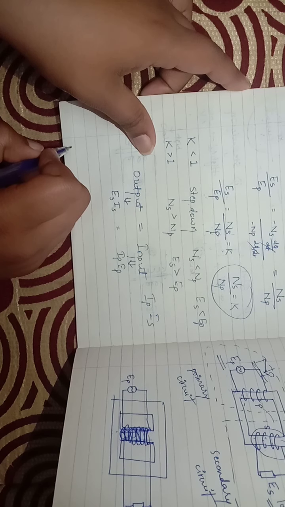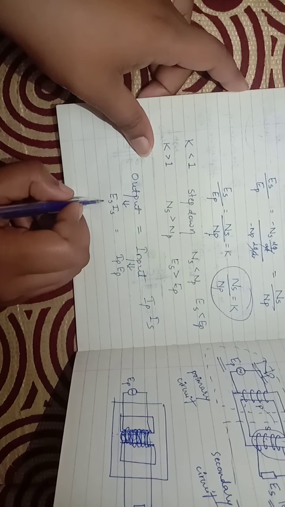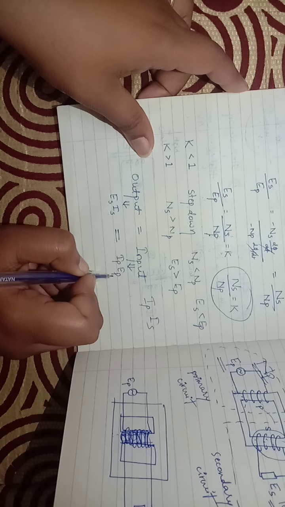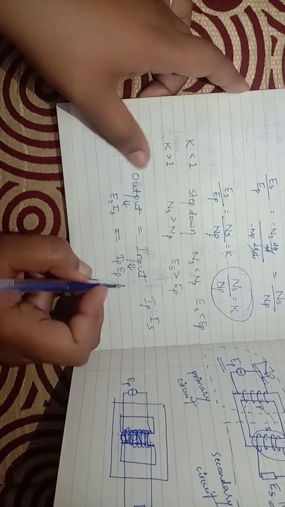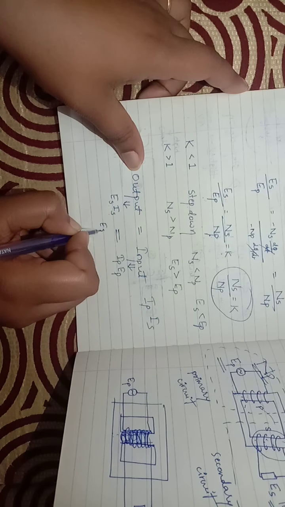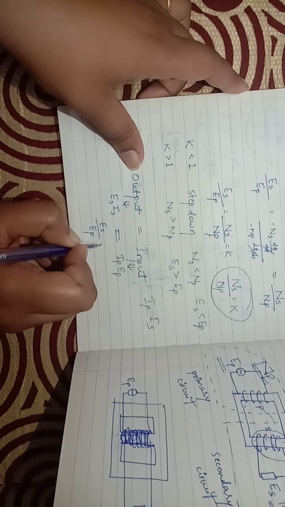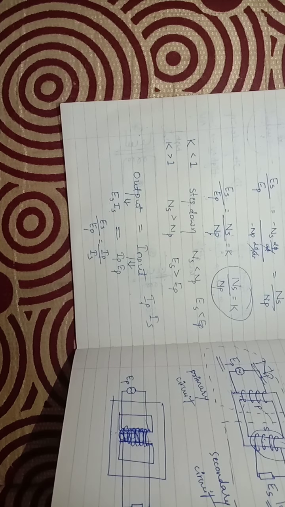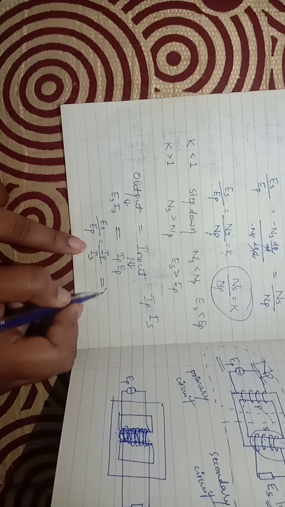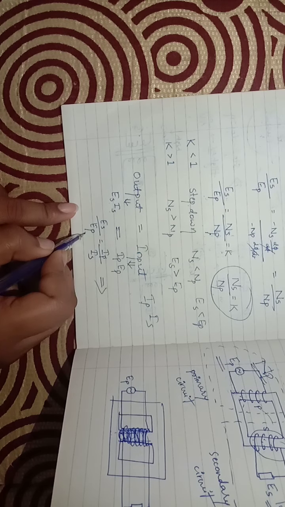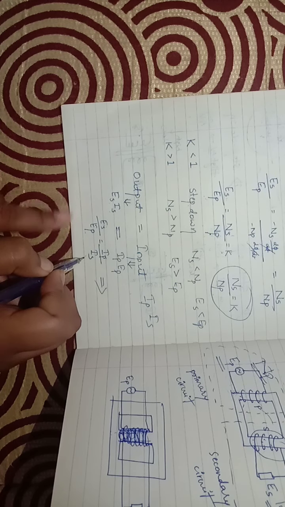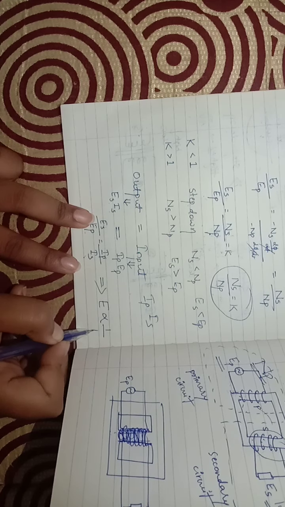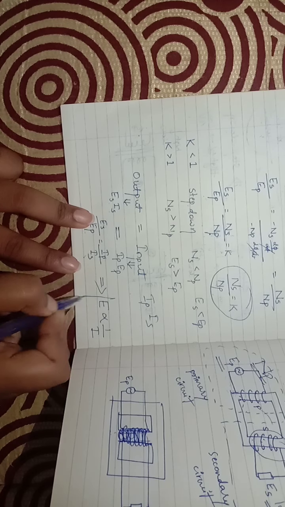So for an ideal transformer, es into is is equal to ep into ip. Understood? Or also you can write es divided by ep is equal to ip divided by is. Or in general, ep and ip are inversely proportional, es and is are inversely proportional. That's why you can write E is inversely proportional to I.